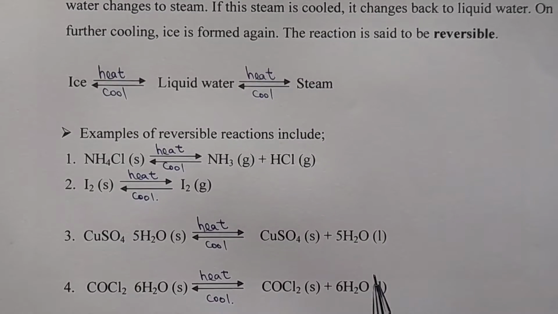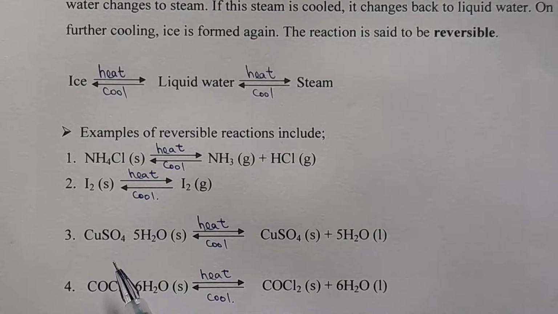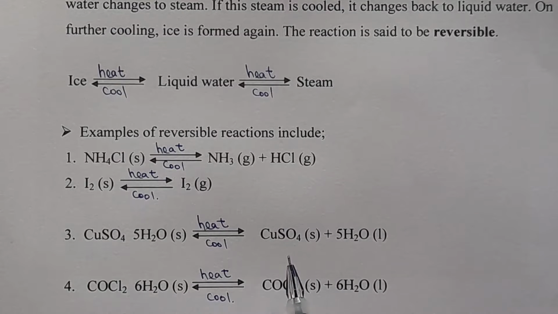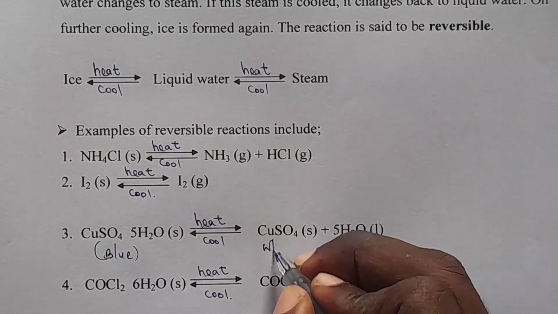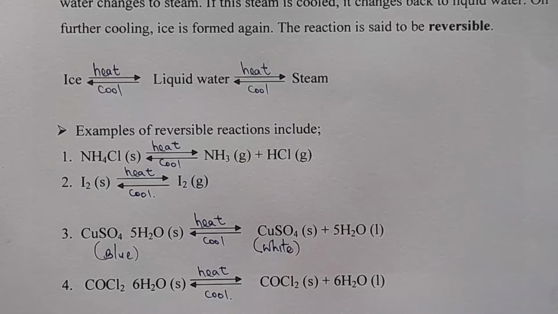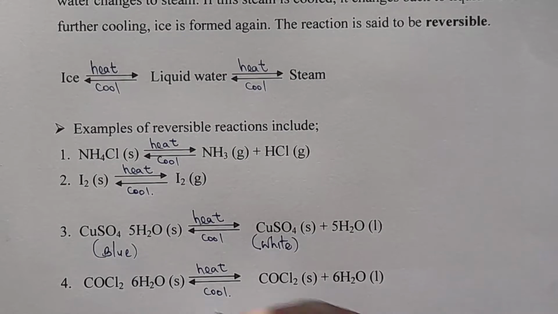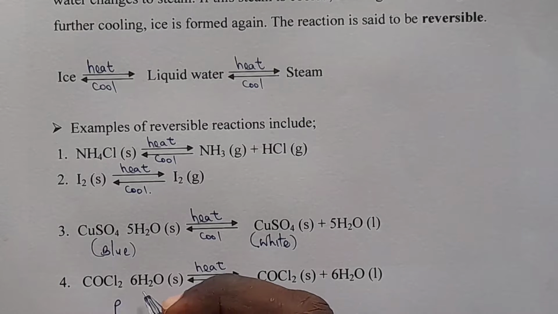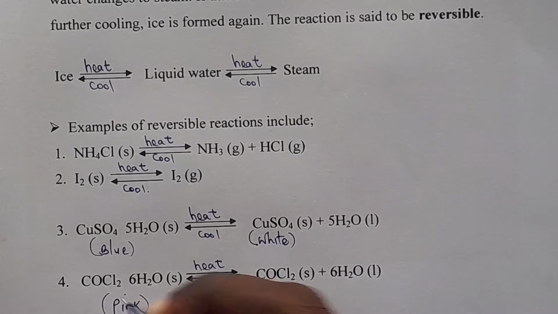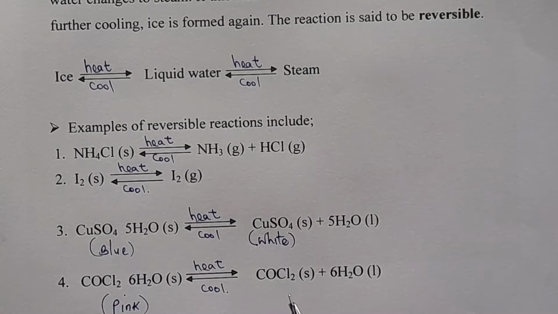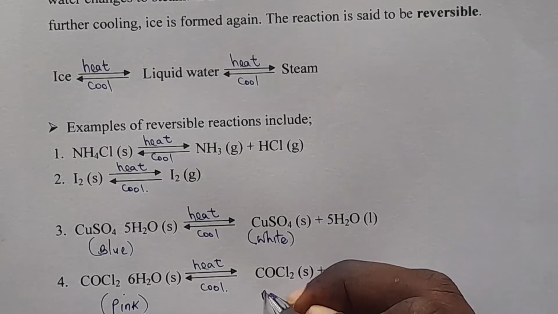Then example 3, we are having that hydrated cobalt 2 sulfate. When it is heated, we are going to get anhydrous cobalt 2 sulfate and also we are going to get water. So remember, hydrated cobalt 2 sulfate is blue. So when we heat, we are going to form white anhydrous cobalt 2 sulfate. Here number 4, we are having cobalt 2 chloride. Hydrated cobalt 2 chloride is first of all pink. So when we heat, we are going to get cobalt 2 chloride and also water. So anhydrous cobalt 2 chloride will be blue.